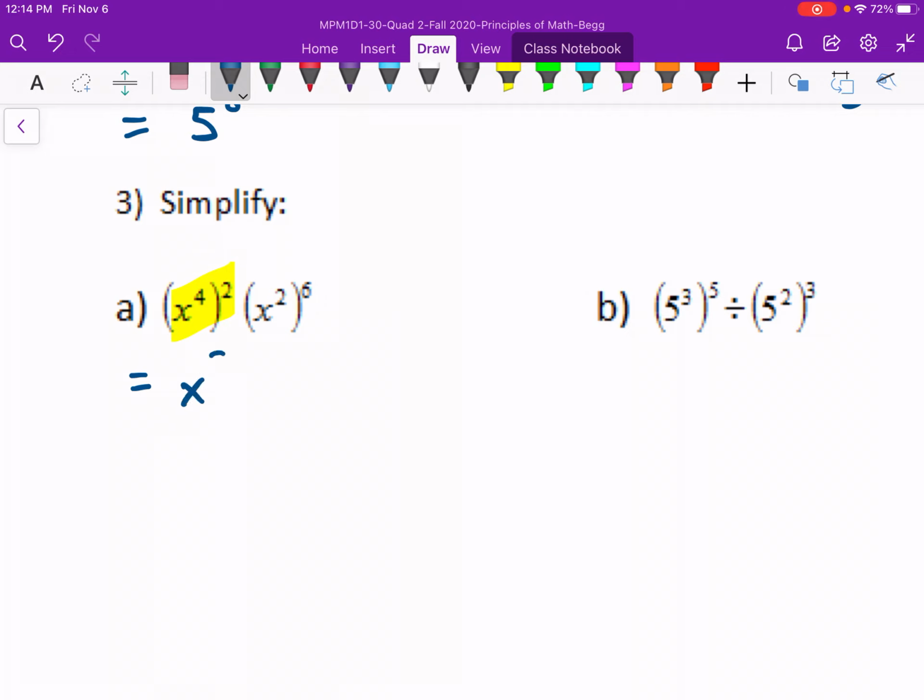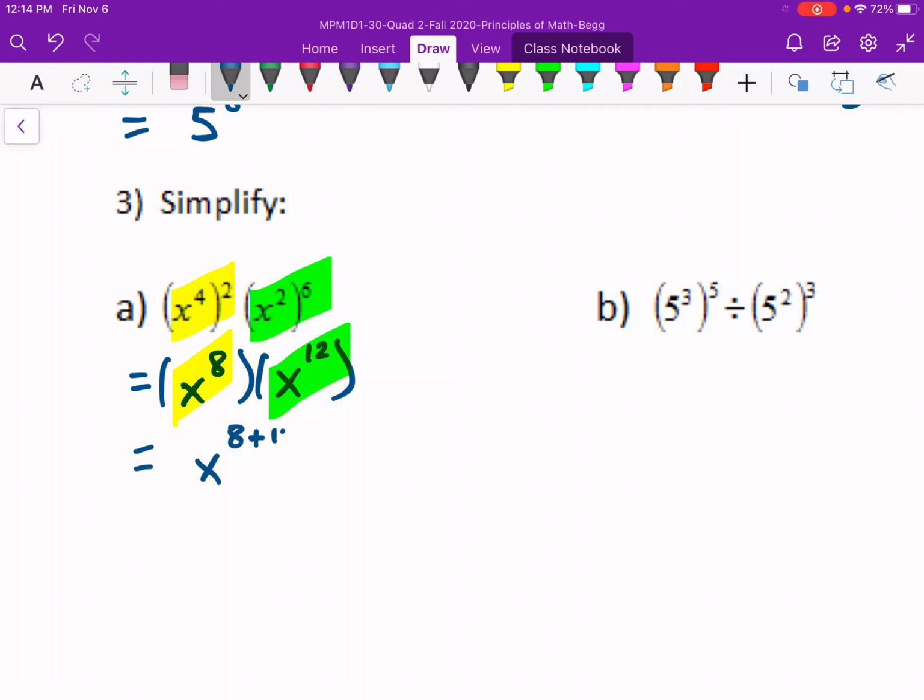So I've got x to the 8, and then I'm going to multiply that times this, that highlighted in green, and that's going to be x to the 12, because 2 times 6 is 12. And then I'm going to add the exponents together. And 8 plus 12 is 20. So just like in any other math, order of operations is going to play a role.